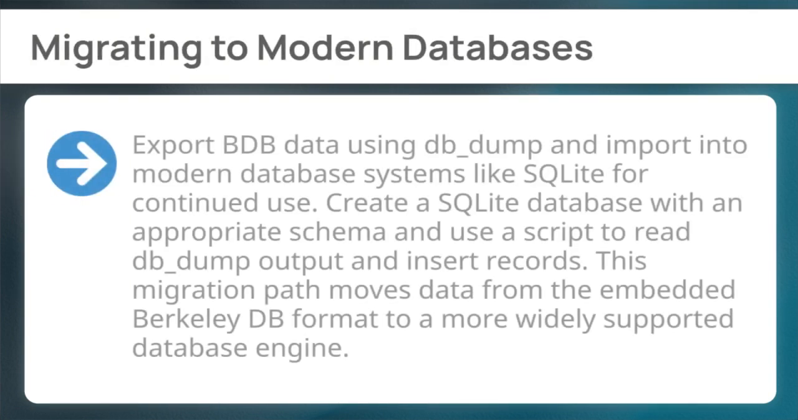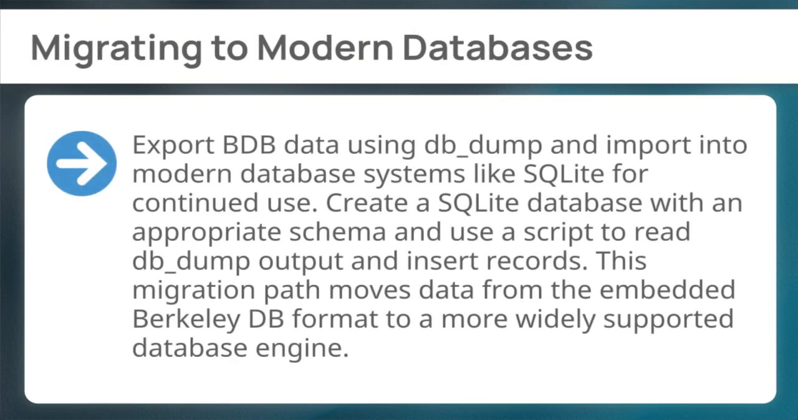Finally, migrating to modern databases. Export BDB data using db_dump and import into modern database systems, like SQLite, for continued use. Create a SQLite database with an appropriate schema, and use a script to read db_dump output and insert records. This migration path moves data from the embedded Berkeley DB format to a more widely supported database engine.